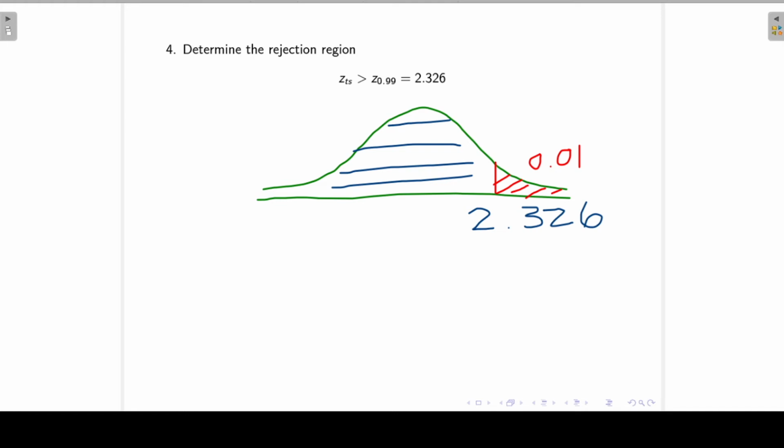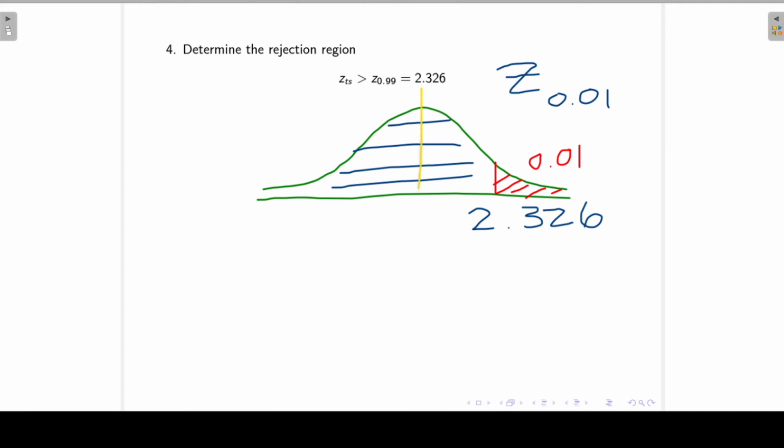Okay, and sometimes we also refer to this, it just depends on the tables that you are using or the textbook that you are using. Sometimes the Z is also referred to as Z 0.01.